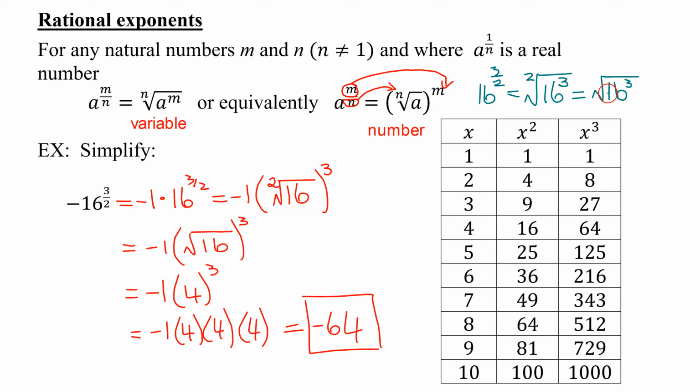So I would have to take 16, multiply it by itself 3 times, and then I'd have to take the square root of that very large number. Hopefully you can see writing it this way makes the arithmetic a whole lot easier.